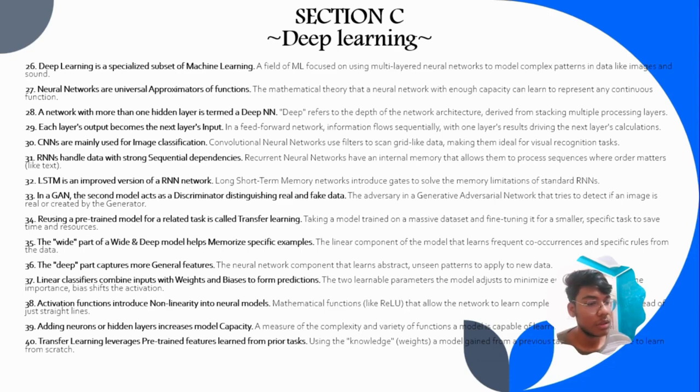Question 35 looks at recommendation systems. Sometimes we just want the model to remember obvious rules. If a user buys a burger, recommend them fries, but I hate fries. The wide part of the model is a simple linear formula designed to learn this direct, frequent co-occurrence. The wide part of a wide and deep model helps memorize specific examples.